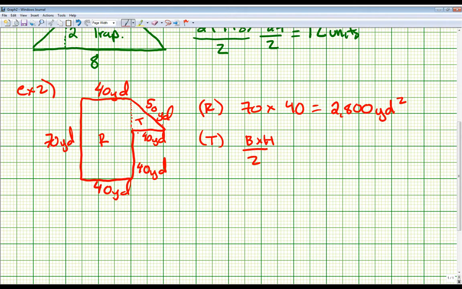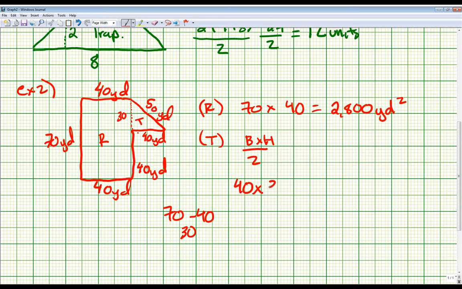So the base of my triangle here would be 40 yards. Now the height of my triangle is not going to be 50. It's going to be this distance right here. So we don't actually have that labeled right now, but we can figure it out. If this entire side is 70, and then this chunk of it is 40, we can take 70 and subtract 40 to get this height. 70 subtract 40 would give us a 30. So this little piece here would be 30 yards.